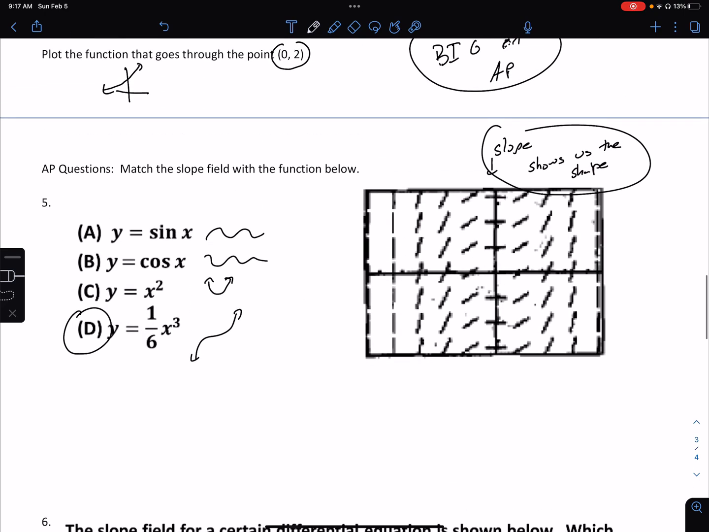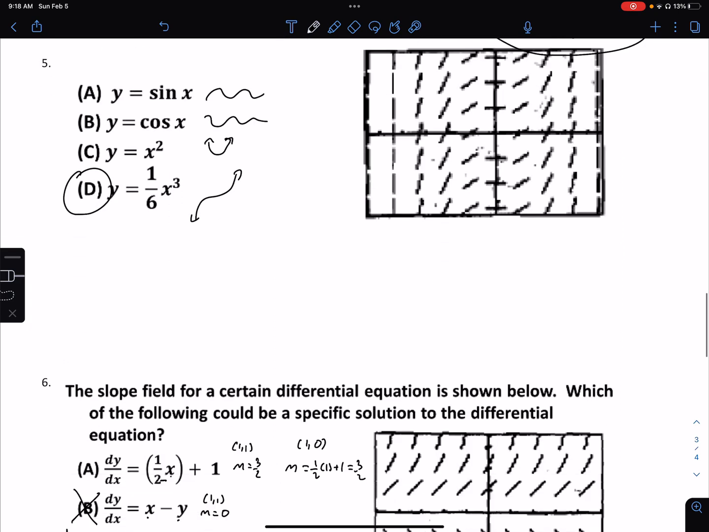So there are two ways we can do it. One, we can just recognize the shape if you can recognize it, or you can just plug in a bunch of points.